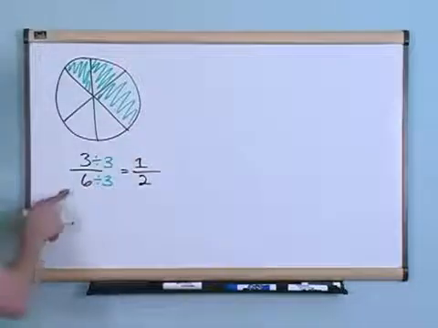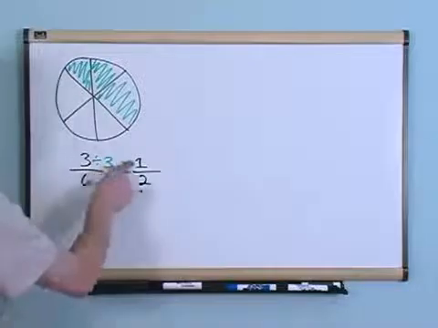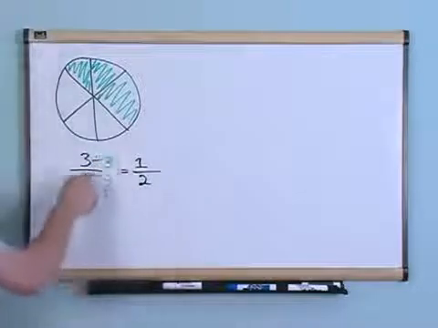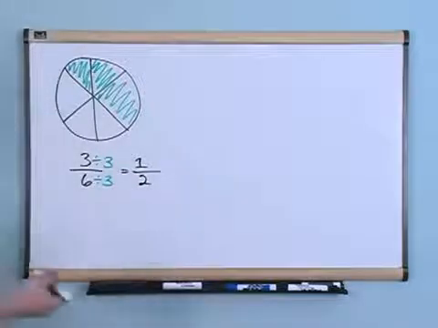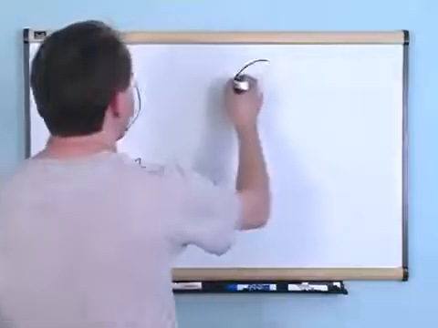So what we're claiming here is 3/6 is the same thing as 1/2, because we can divide top and bottom by the same thing, and we'll get something a whole lot simpler, and we can't do anything more to this. We can't simplify that anymore. Well, let's go ahead and check and see if this makes sense.